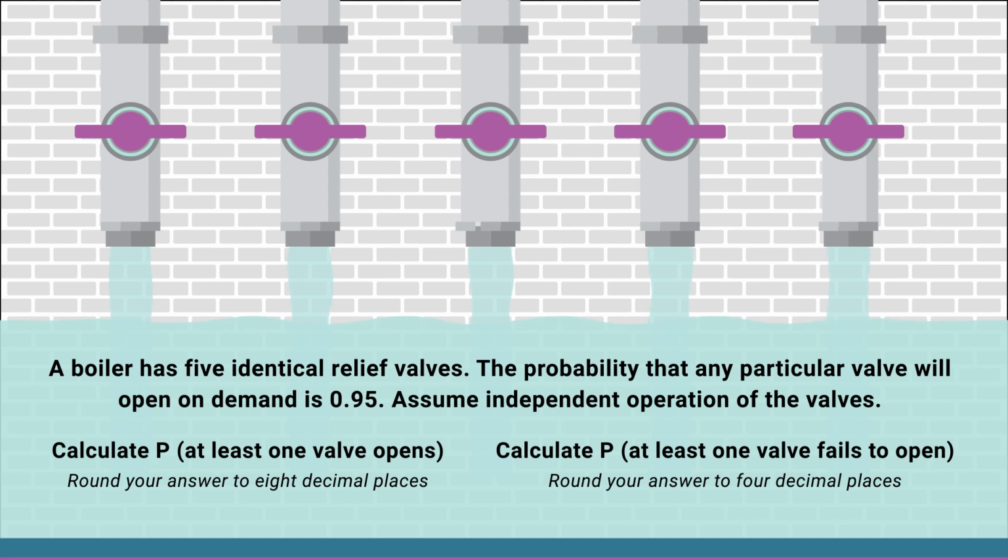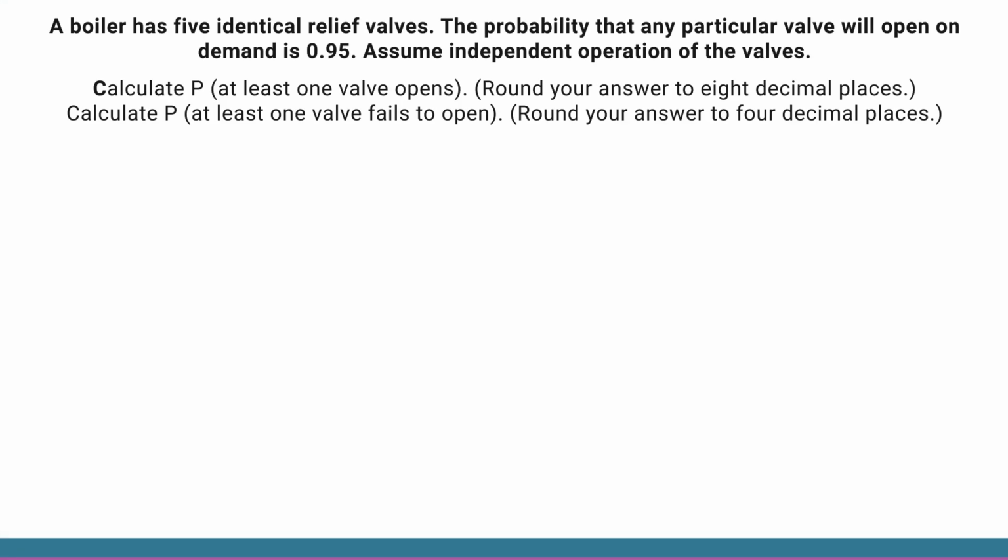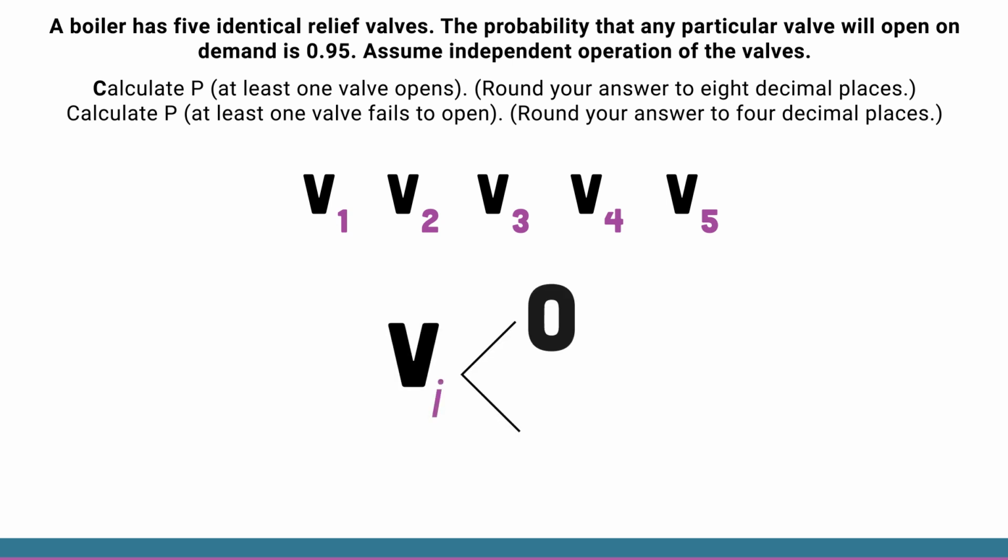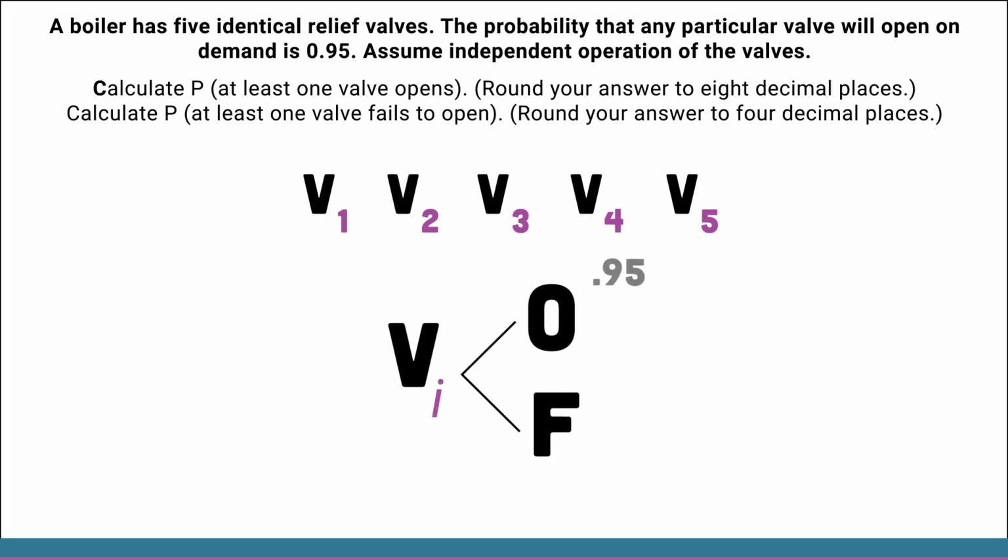Calculate the probability that at least one valve fails to open. Round your answer to 4 decimal places. We are performing the experiment of turning on 5 valves. Each valve can either open on demand or not, with a 95% chance of it functioning properly and a 5% chance that it will fail to open.